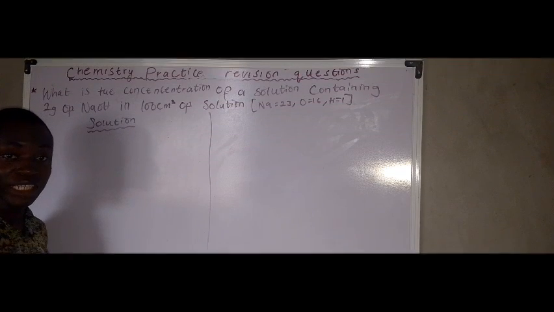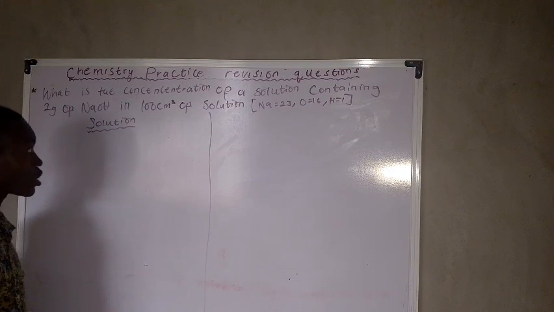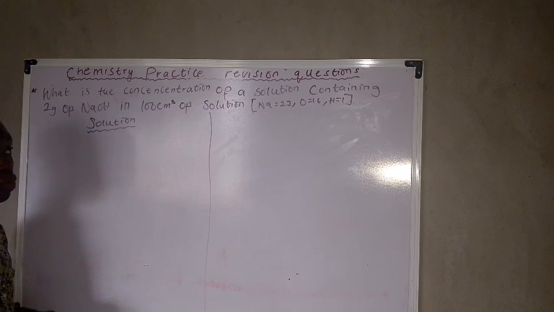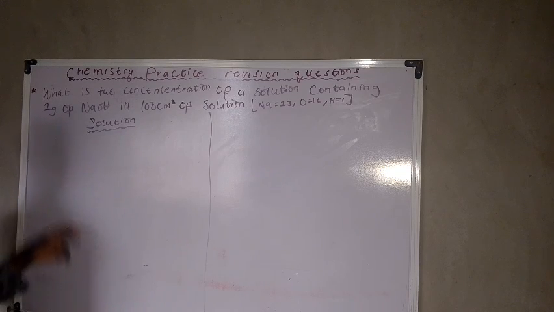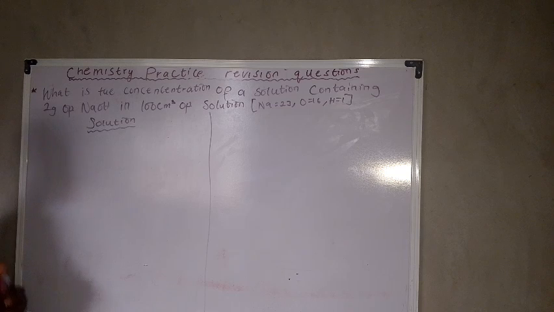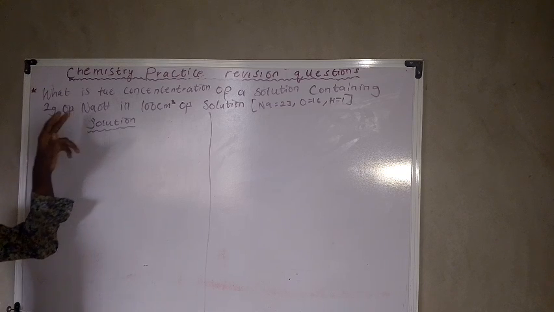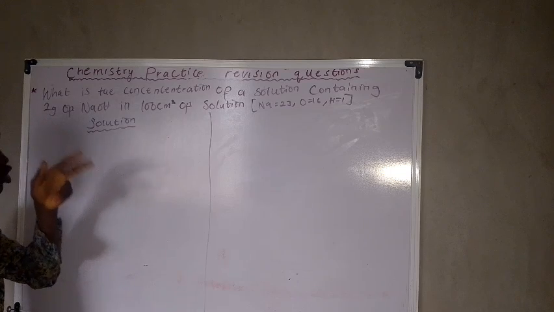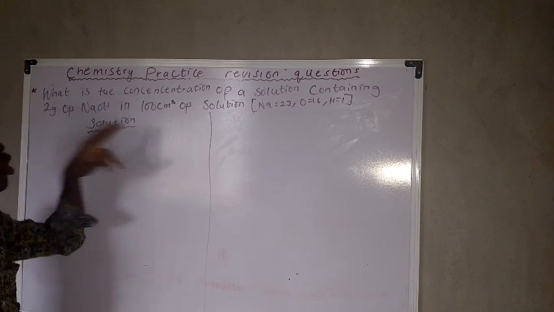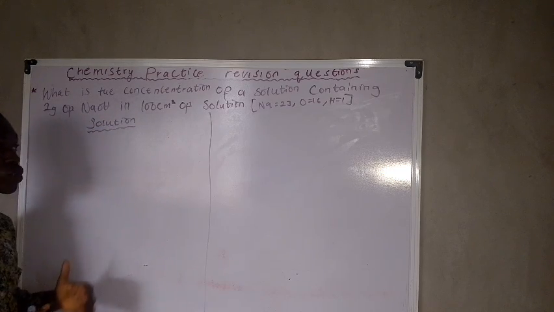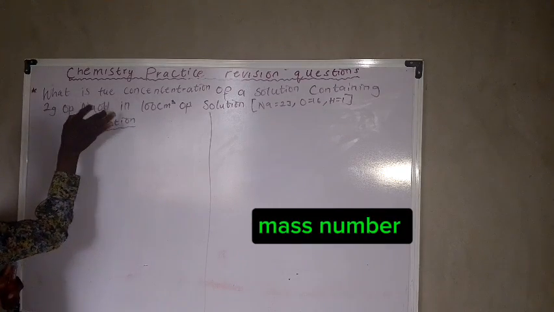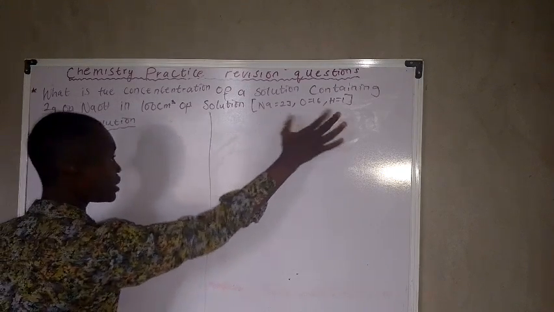Moving on to the next practice question: what is the concentration of a solution containing 2 grams of sodium hydroxide, NaOH, in 100 centimeter cube of the solution? We are given the molar mass of the elements in this particular compound.